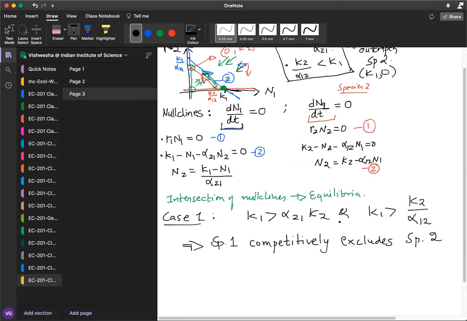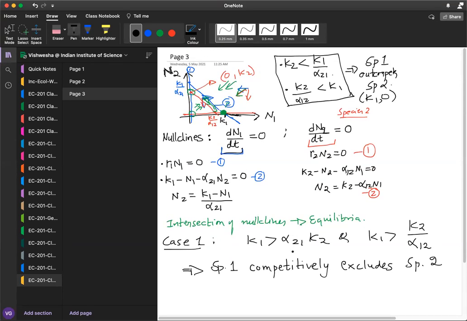Okay, so let's think about this in a crude way. Alpha 2-1 is the competition of 2 on 1, right? This is the competition of 2 on 1, and then you are multiplying it with K2. What does it mean? Let's imagine what is the worst case scenario for species 1? The worst case scenario for species 1 is species 2 is present at its carrying capacity.